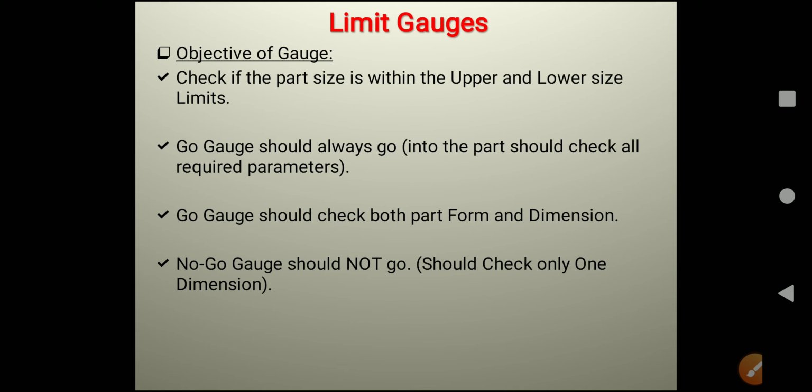The go gauge should always go into the part and should check all required parameters. The go gauge should check both part form and dimensions, so the form as well as the dimension should be checked with the help of a limit gauge. Finally, the no go gauge should not go, and should only check the no go dimensions. These are the objectives of why limit gauges are used. Let us see the limit gauges in detail.